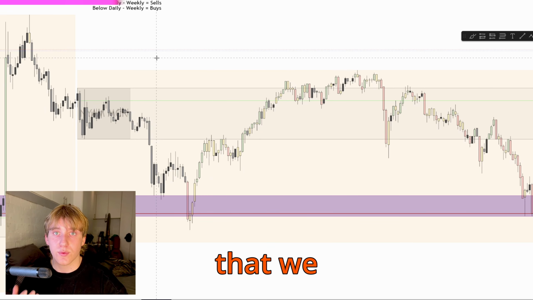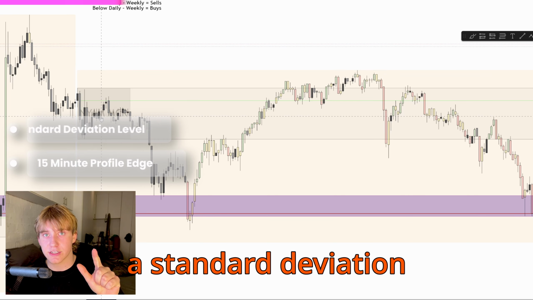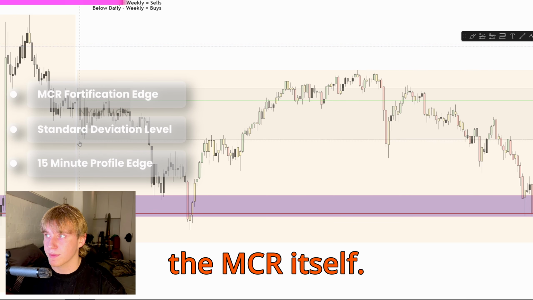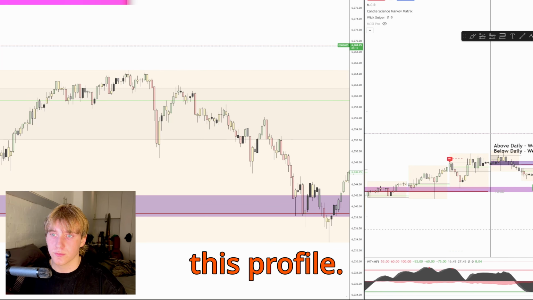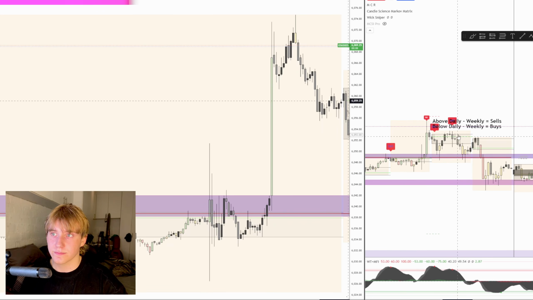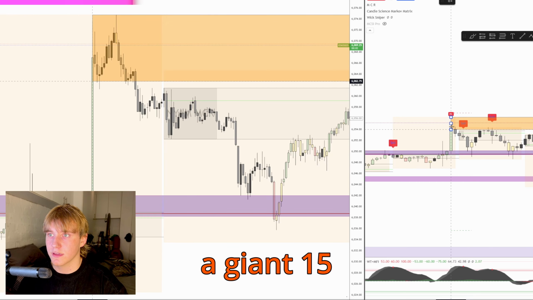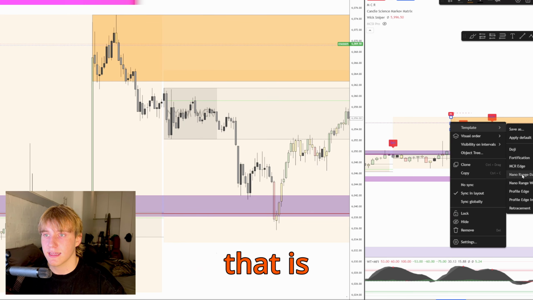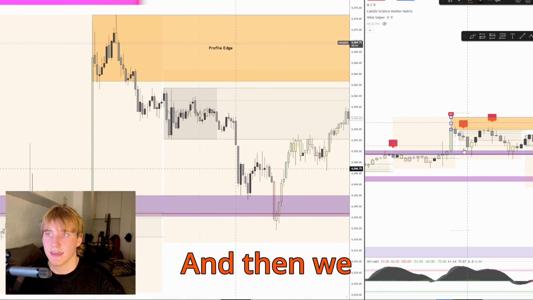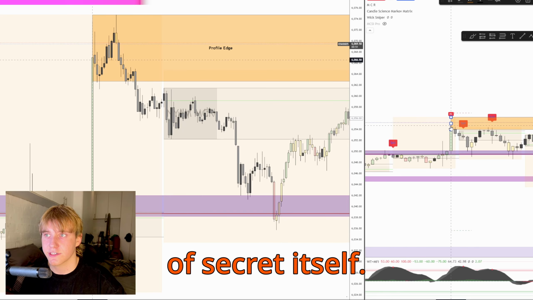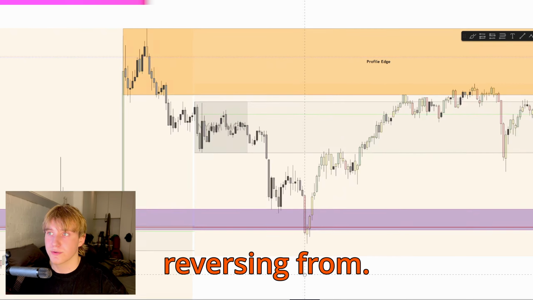And a point of entry that we could be reacting off of, especially from the MCR, is going to be a profile edge, a standard deviation, or any sort of fortification edge from the MCR itself. So let's look at the higher time frame to see what is right next to this profile. So we can actually see right here, on this previous profile, we have a giant 15-minute wick that is going to become the profile edge of secret. So we have secret edge below and above, and then we have New York opening up inside of secret itself. So we have our area of interest that price is probably going to be reversing from.